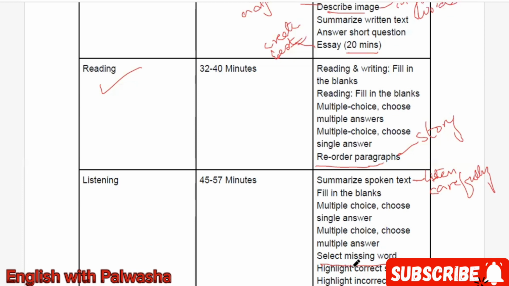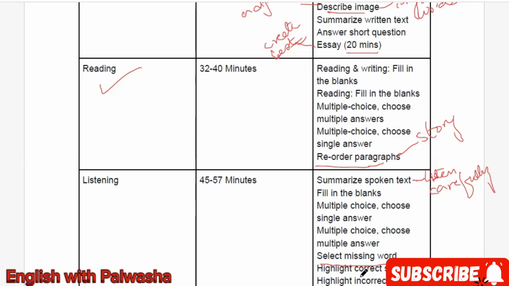If you have done extensive reading, then you'll be familiar with the words, because the words will be of a higher level, right? The C1 or C2 advanced level. Then comes highlight correct summary. A lot of summaries will be presented in front of you on the screen, and you have to highlight the correct summary.